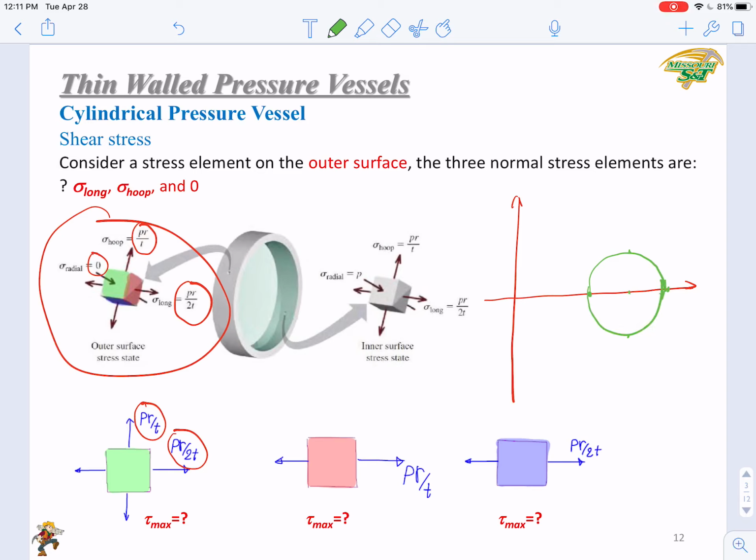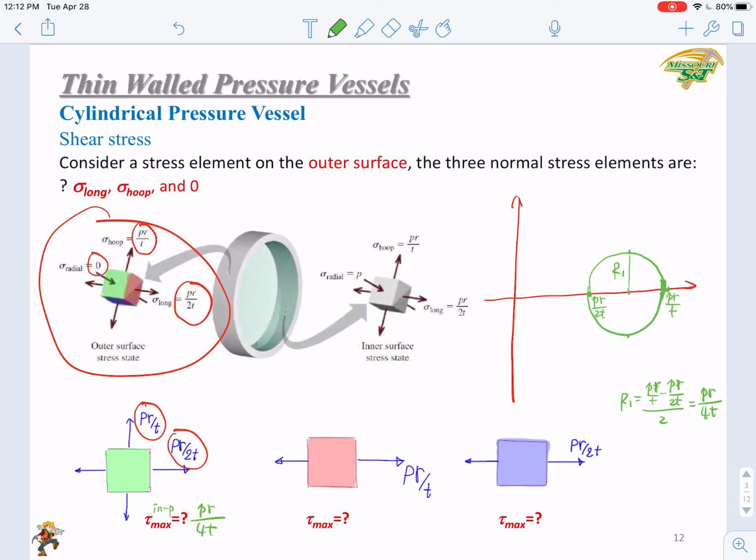Okay, the first Mohr circle. So what is R1? Here you have PR over t and PR over 2t, right? So the diameter would be PR over t minus PR over 2t, and the radius R1 will be PR over t minus PR over 2t, over 2. This will be PR over 4t. So this is the in-plane maximum shear stress in case 1. That is PR over 4t.